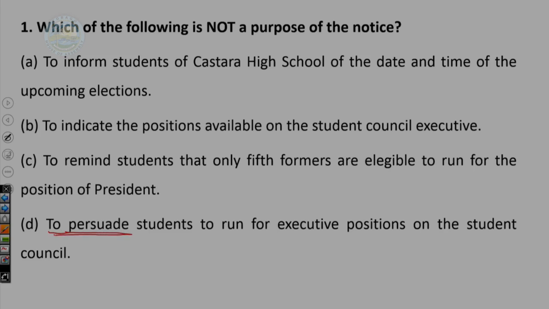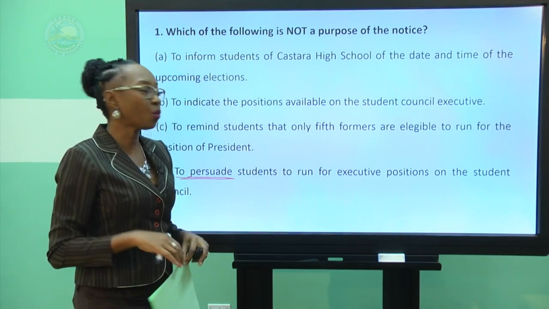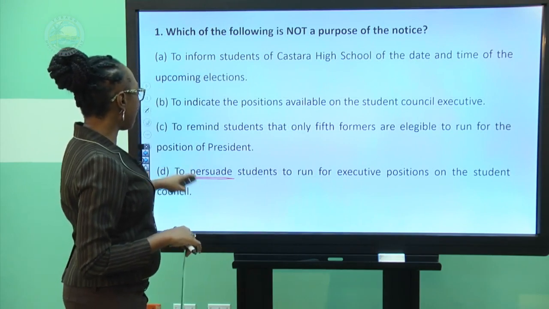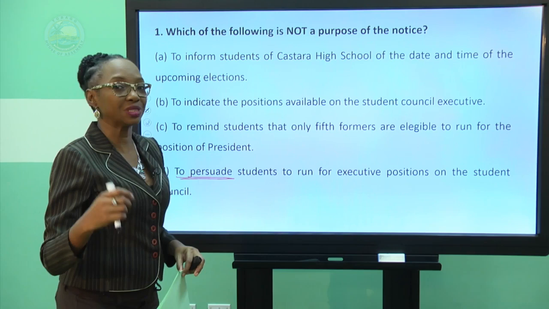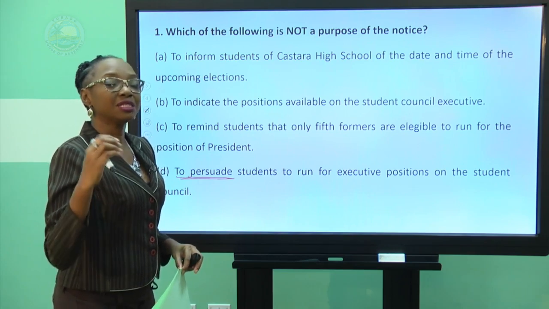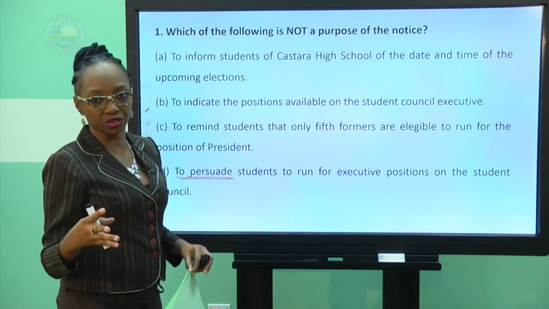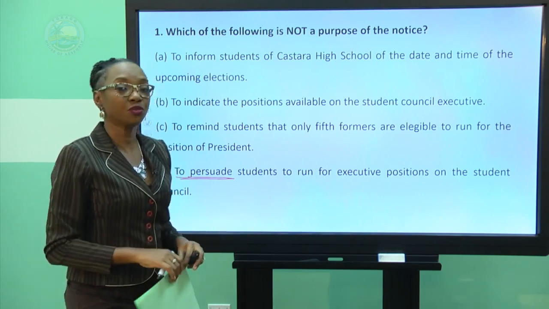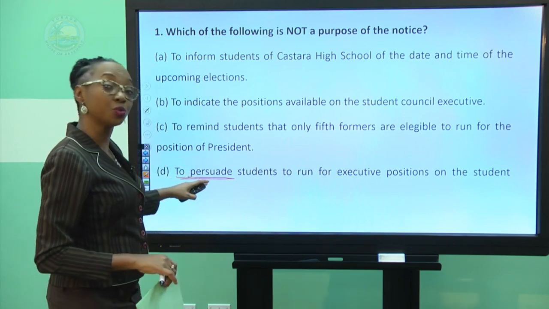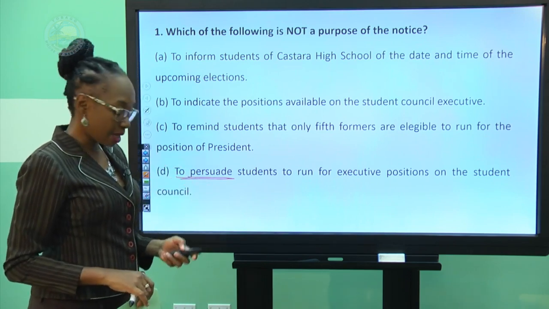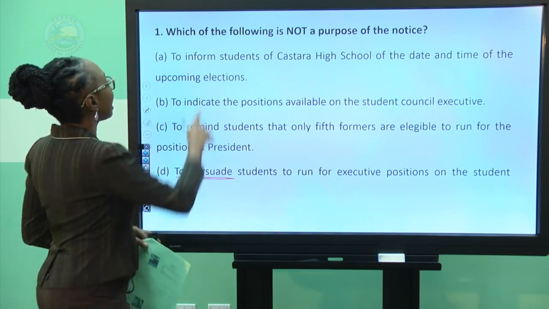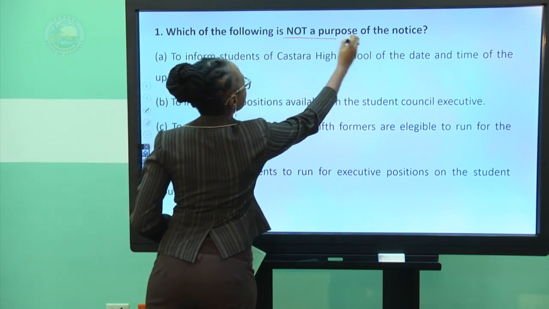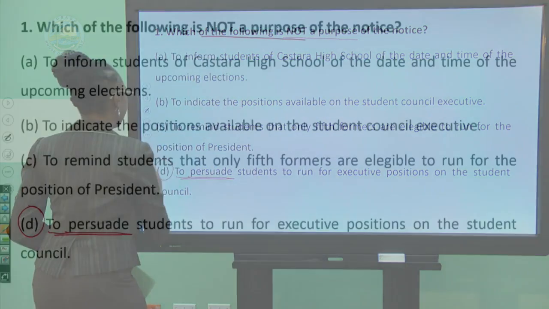And you have to know this because expository writing is not written to persuade. That's a different type of writing. So from the time you see anything indicating to persuade or to entertain, it has taken away from the purpose of expository writing. Expository writing is always to inform. So the fact that one of our options says persuade, we can remove it. In fact, we can indicate that that is not a purpose of the notice. So our answer here is D.